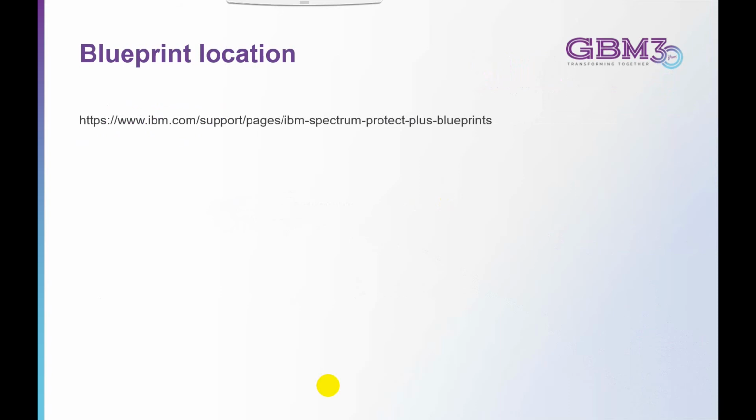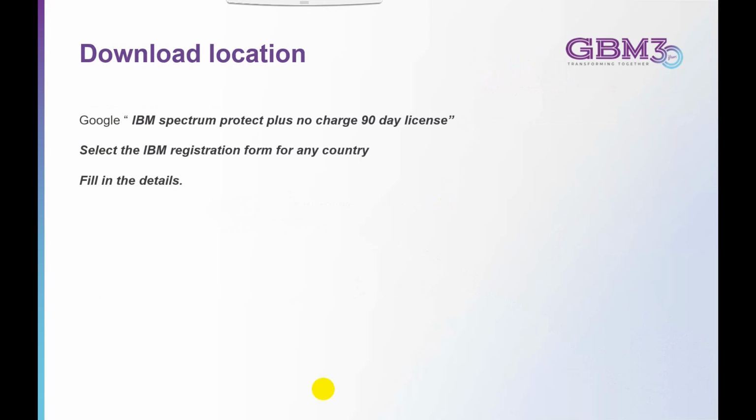In this video, I will show you how to download the license key, the software binaries, and to install the product. All you have to do is go to Google and search for the keyword IBM Spectrum Protect Plus no charge 90-day license. It will display the results. Click on the registration form for any country, give your details and then proceed.